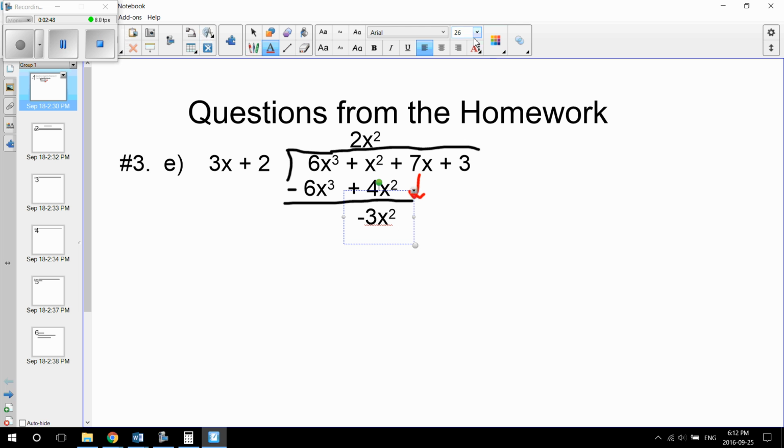Sorry about that. Here we go. Then we do that again. What do we need to multiply to our 3x to get a negative 3x squared? And that should be a minus x. Multiply that out by each piece, so minus x times 3x gives us our minus 3x squared. Multiply the negative x by the 2, so we have a negative 2x.